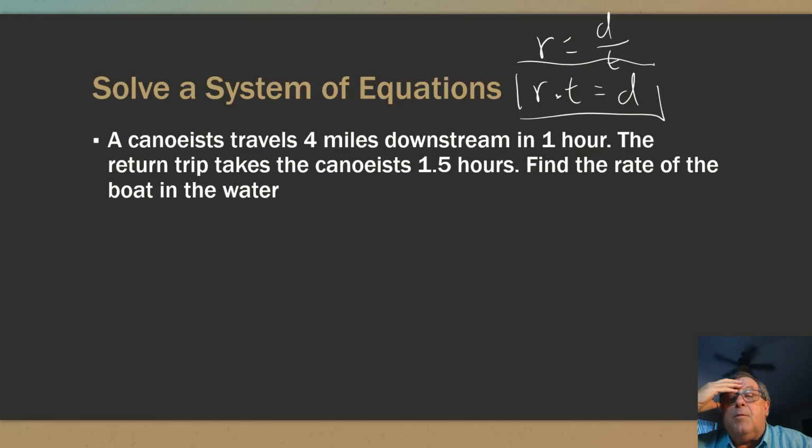And so it takes him 1.5 hours. Find the rate of the boat in the water. The rate of the total trip, both downstream and back. Well, let's see. How can we do this? Well, let's set some variables first. I'm going to set X as the canoeist.